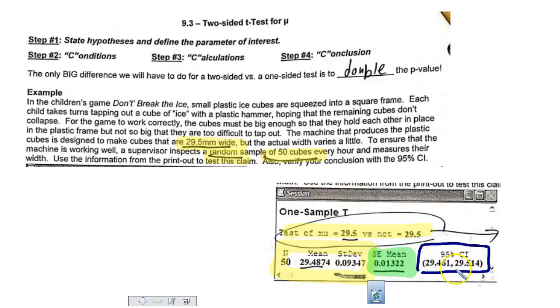And if that's the case, I can go ahead and tell you now that the decision when we finish this problem is going to be fail to reject the null. Because if it's plausible, if it's in the interval, then it's something that could be true. We don't have evidence that it's not true. But we're actually going to do the four-step process in order to answer this question.